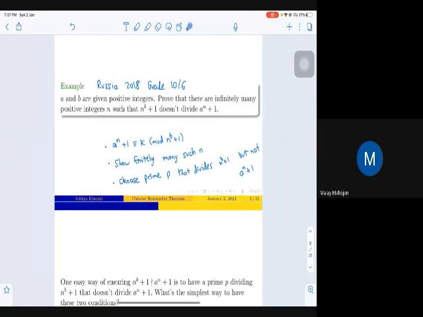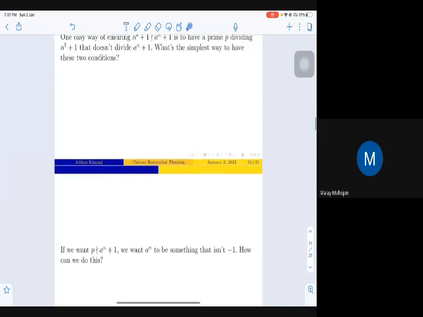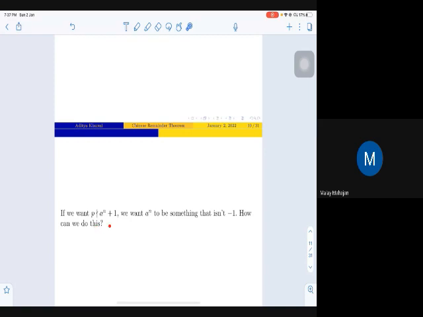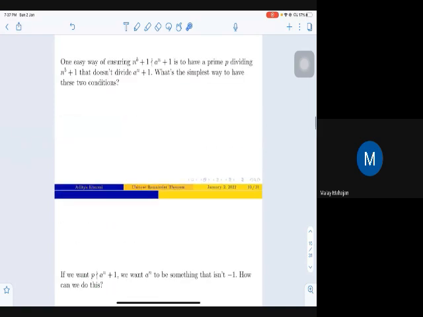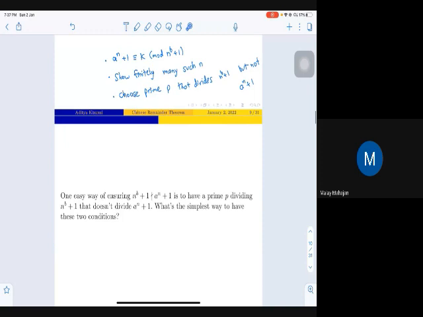Okay, so for our purposes, let's look at this. So we want p does not divide a raised to n plus 1. This is the idea. p divides n raised to b plus 1 and p does not divide a raised to n plus 1. Now let's see how we can ensure these two conditions.